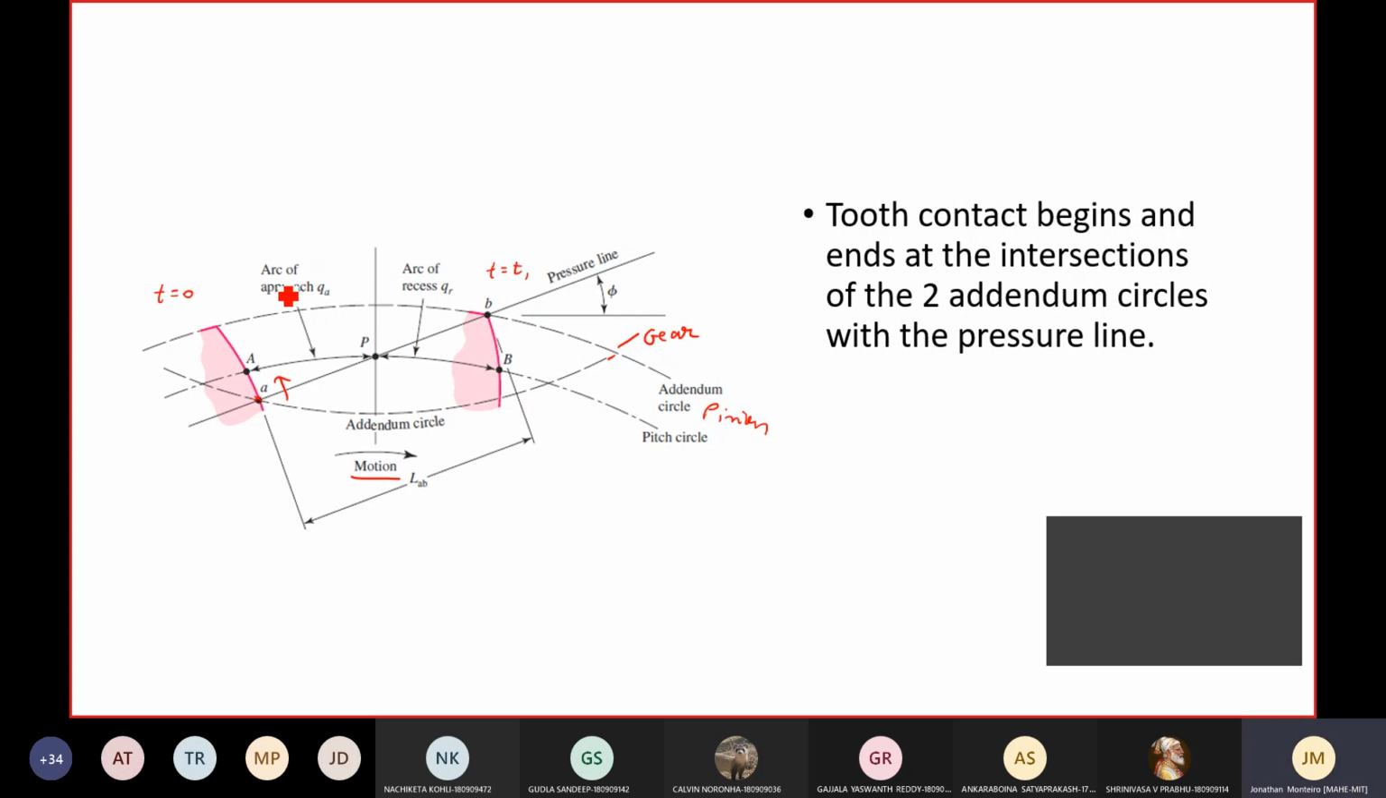So we can say that this is the arc of approach and this is the arc of recess. Arc of approach and arc of recess. So it is the time taken for the tooth to start engaging, totally engage at some point, and totally disengage at some point. In between is the pitch point, where both teeth will have equal contribution. That is, if you locate the locus, both will have the same location.